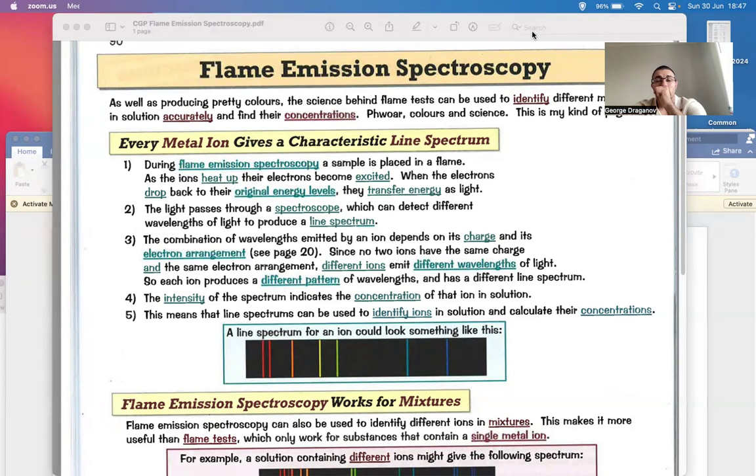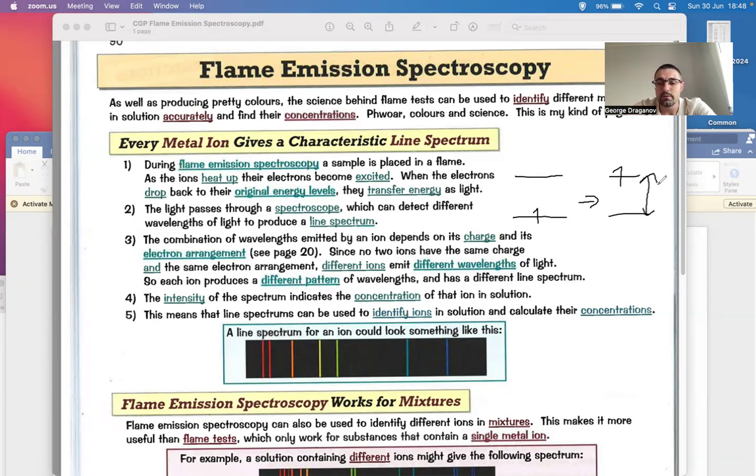So, pardon me, if you imagine the electrons start here, this is like the ground level. When they get excited, the electron jumps up and gets promoted to a higher energy level. And then the electron will drop back down to its original level. They will transfer energy as light.